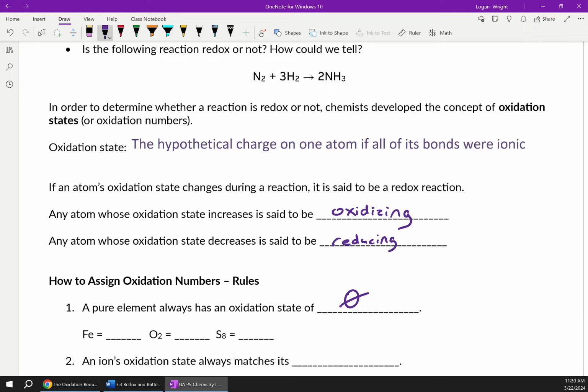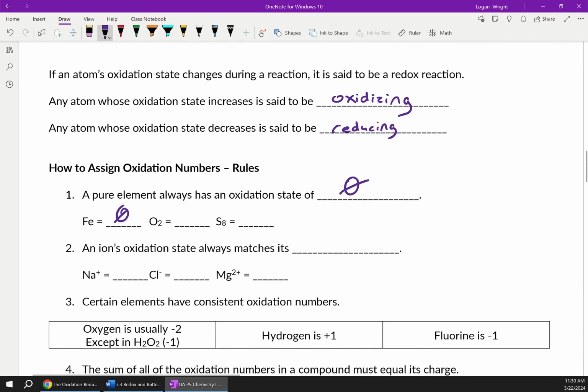Iron, Fe, is it a pure element? Yes, there's only iron in it. Oxygen, O2, is it a pure element? Yes, because there's only oxygen in it. S8, is it a pure element? Yes, because there's only sulfur in it. So this one is easy. It's an easy rule for you to forget, but anytime you only have one element in a particle, then it is an oxidation state of 0.